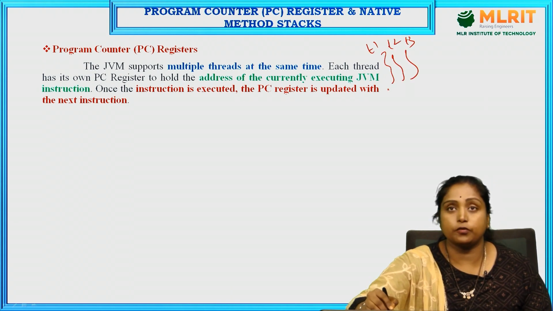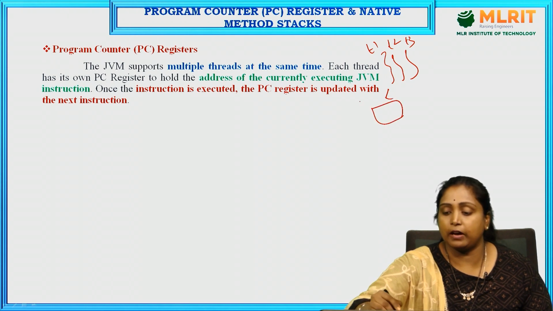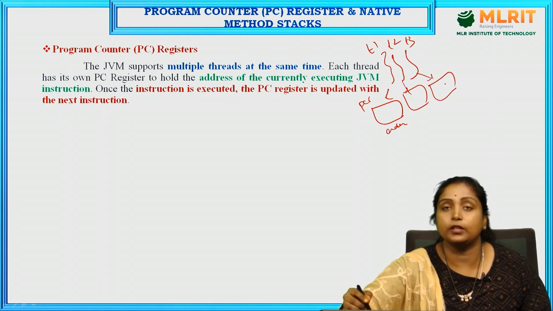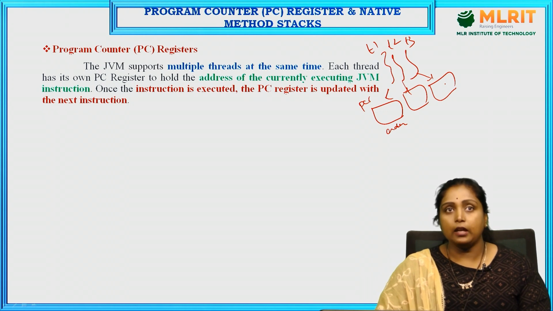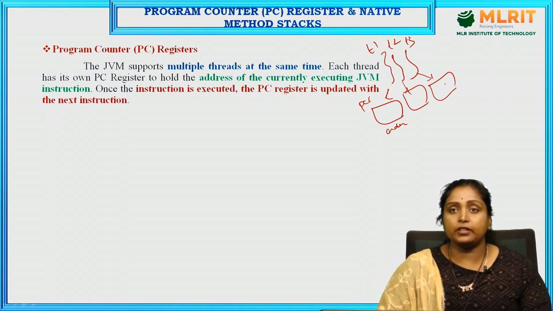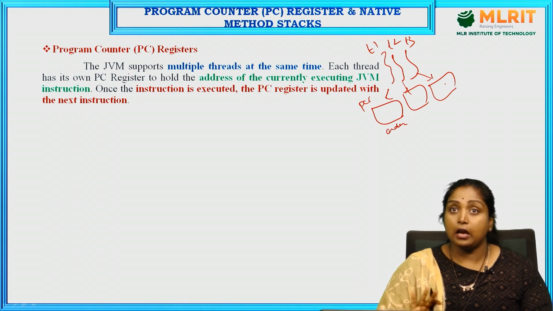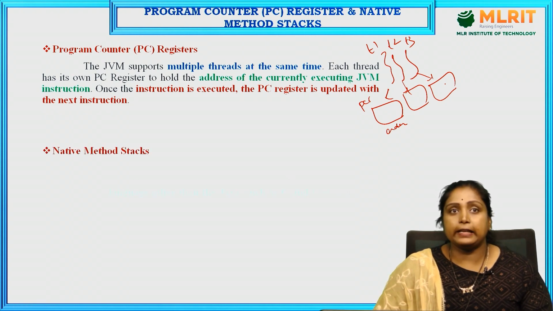The address of thread 1 will be saved in one PC register with some address, the second thread will be stored in another PC register, and the third one will be stored in another PC register. So whenever you are executing each instruction, the PC register will be updated with the next instruction respective to the threads.